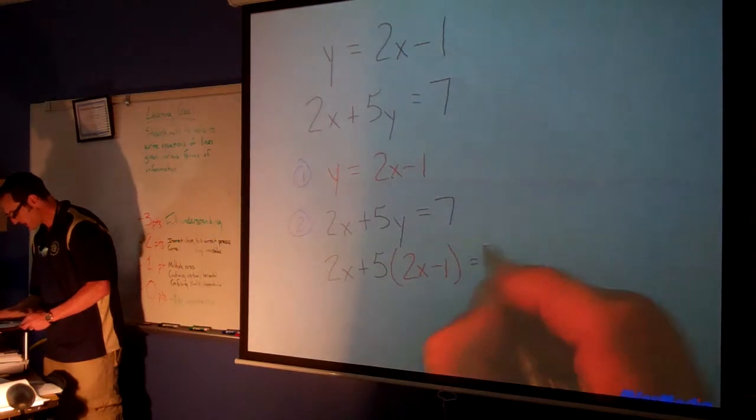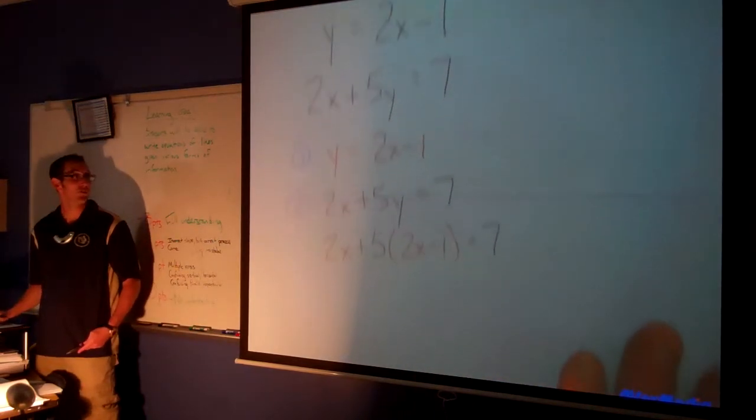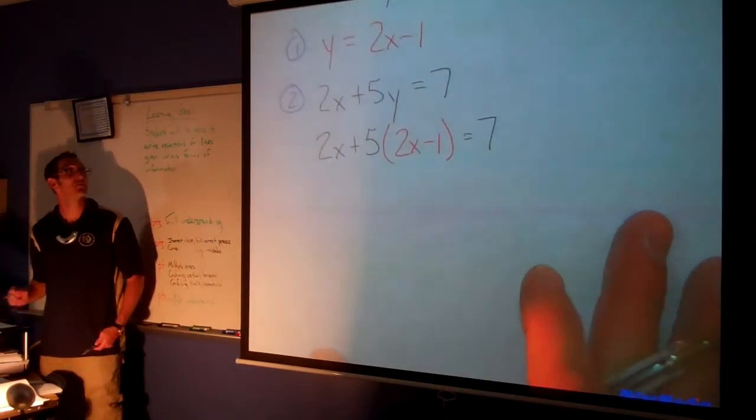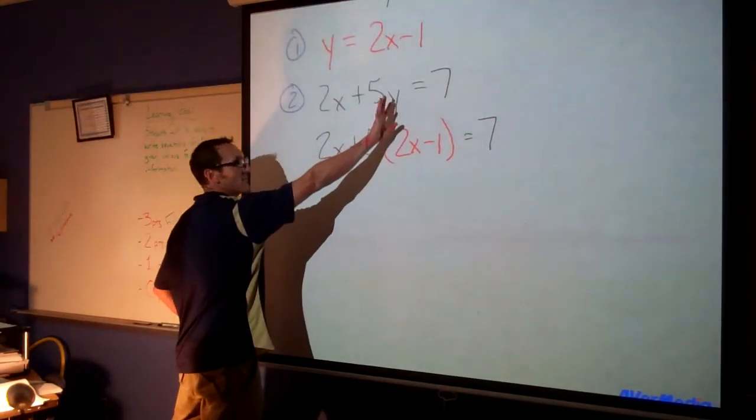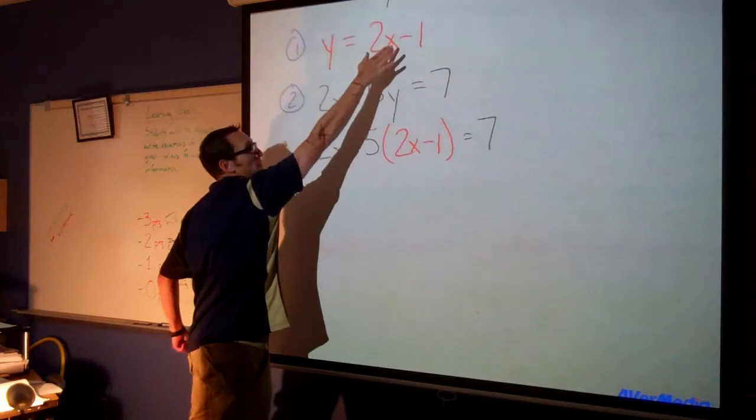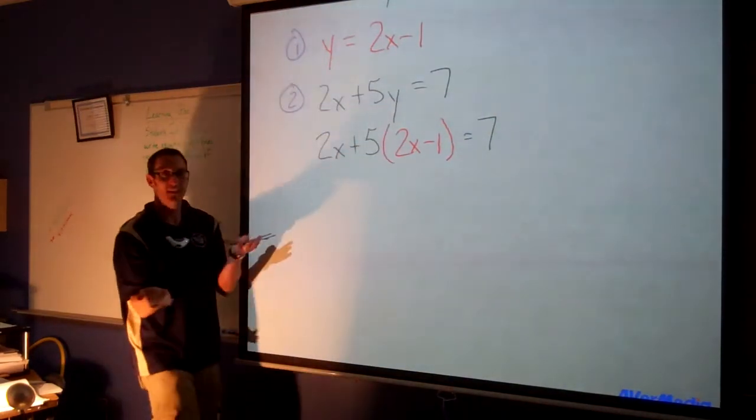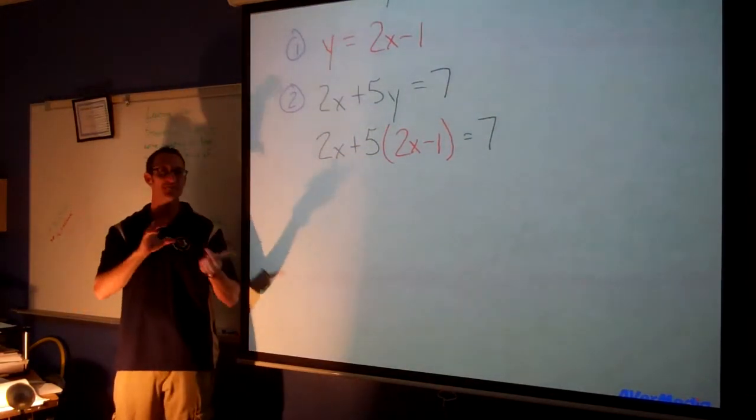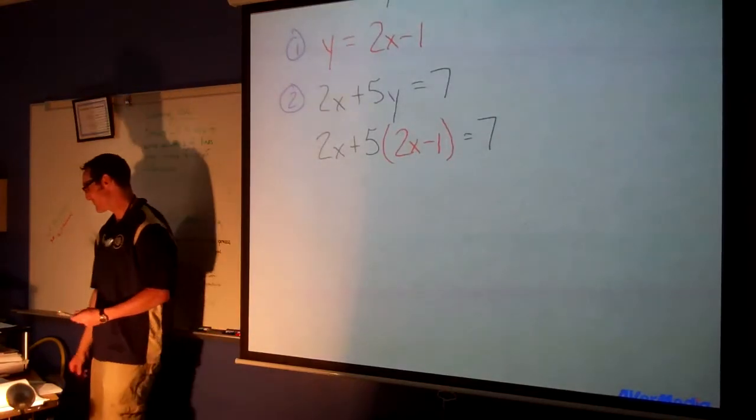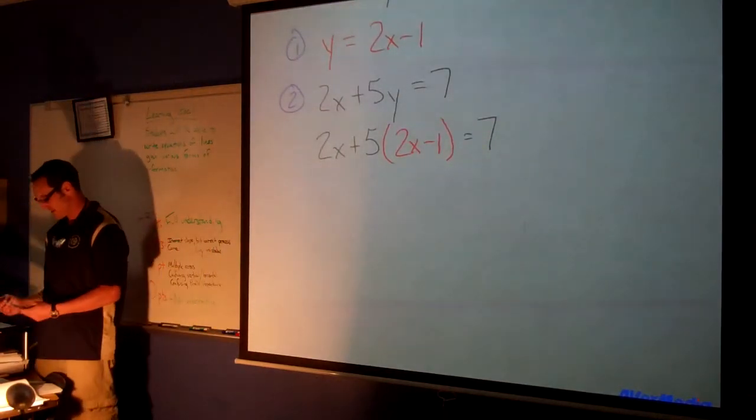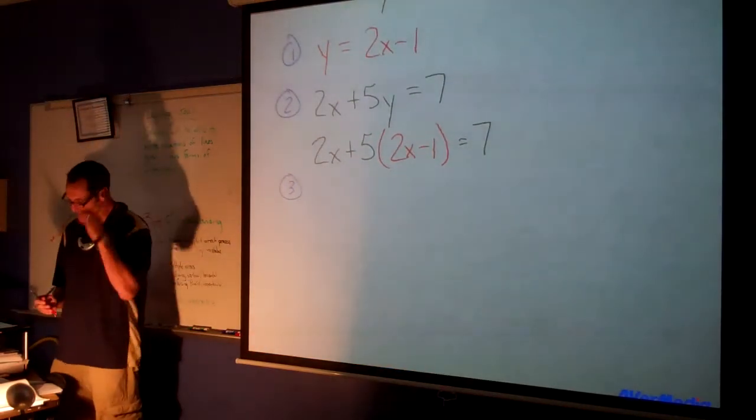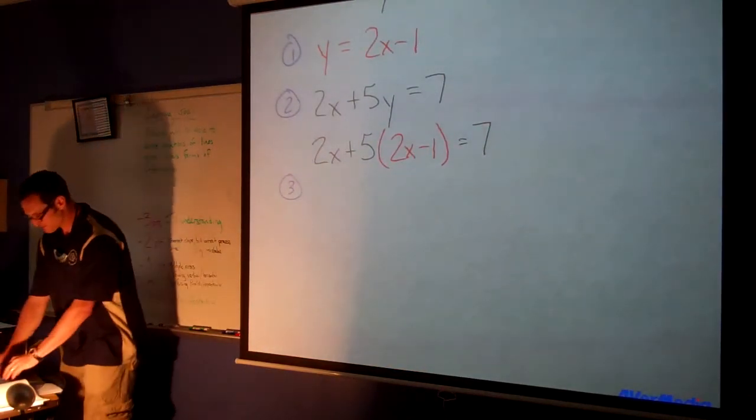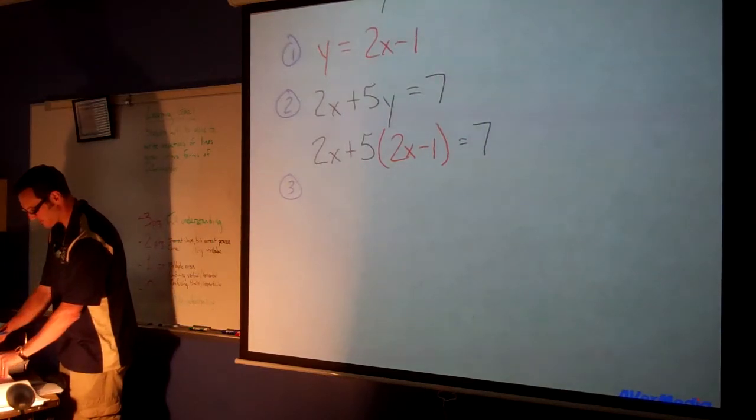And remember, for the entire year, I've talked about using parentheses when substituting. I've replaced this y with 2x minus 1. That's substitution. That's using equivalent values and replacing them. That's the fun part of thinking. And now we're ready for step 3. Step 3 is to solve the remaining equation for the other variable.